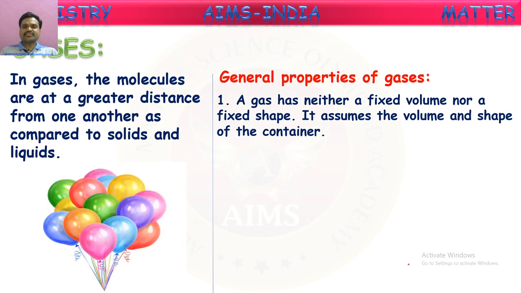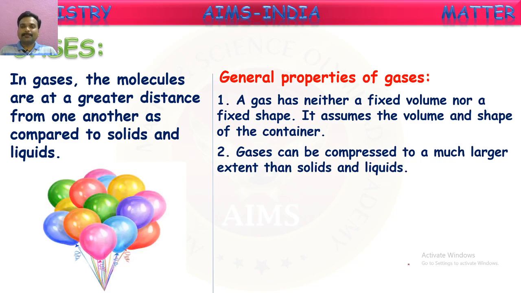A gas has neither a fixed volume nor a fixed shape. When we talk about solids, they have fixed shape and fixed volume. When we talk about liquids, they have fixed volume but no fixed shape. They take the shape of their containers. And coming to gases, they have no fixed shape and no fixed volume. The volume and shape are assumed to be the volume and shape of the container in which the gases are kept. The complete volume will be taken by the gas, and even the shape will be taken by the container in which it is preserved.